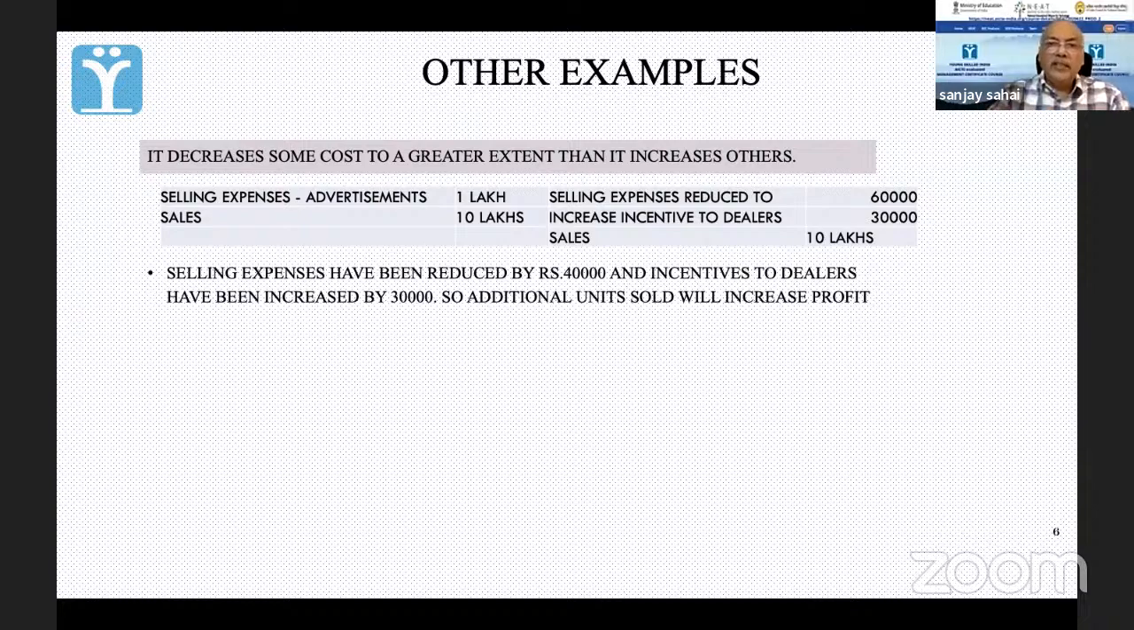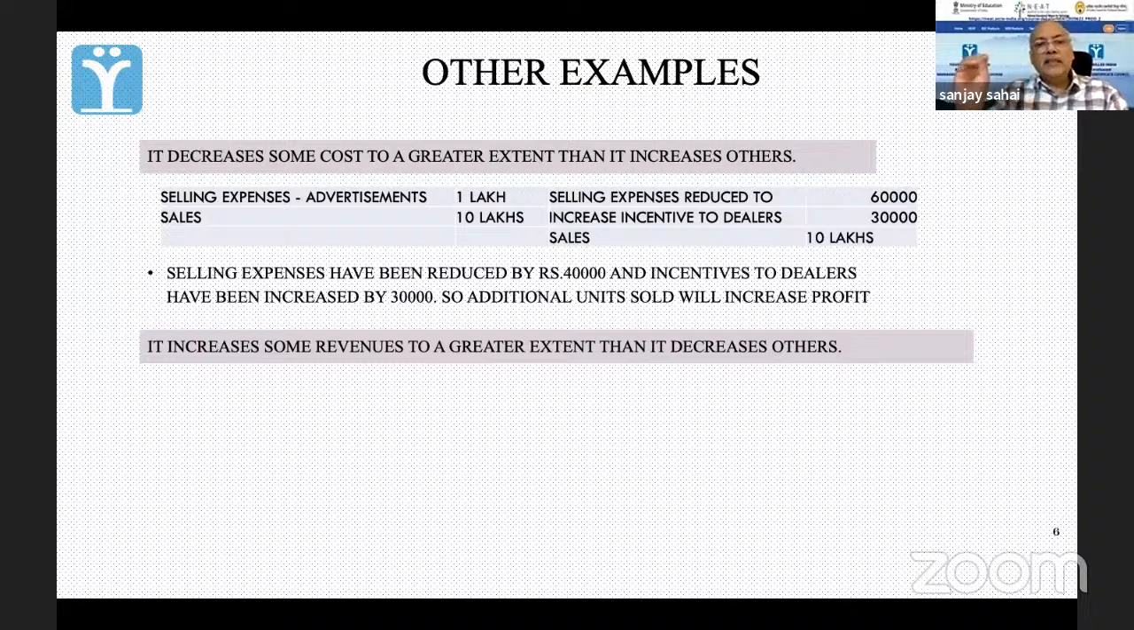So by doing this, I end up increasing my profit. All I've done is I've changed the pattern of my expenses. I have decreased some of my costs. I have increased some of my costs. And in the process, I have reduced overall cost, total cost, and that has led to an increase in profit. The assumption here is that my sales are going to remain at 10 lakhs.